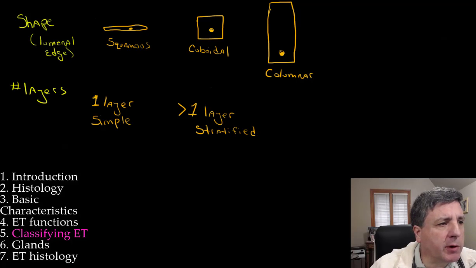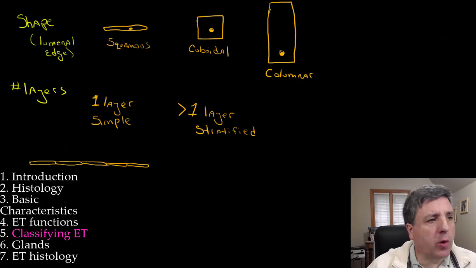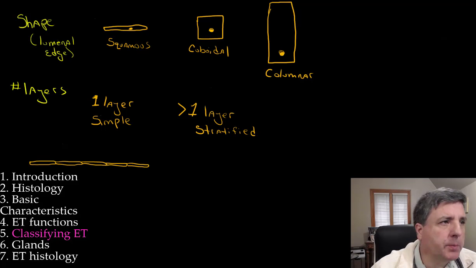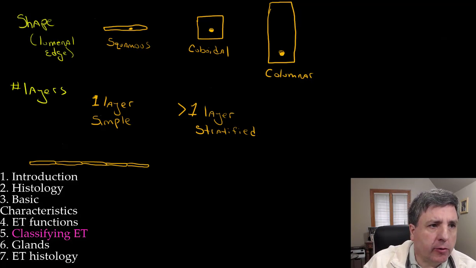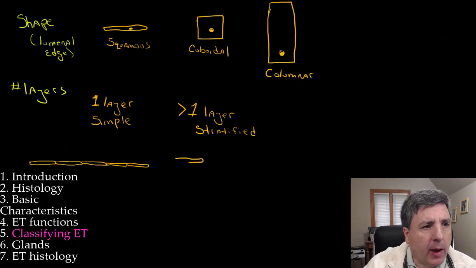So simple squamous, we're going to have just a thin layer, and you got the nucleus in each one of those. Okay, this is one layer thick, so these are squished, so that would be called a simple squamous epithelial tissue. Okay, so that's how you name this one. Stratified squamous is going to be somewhat similar, so let's do this.